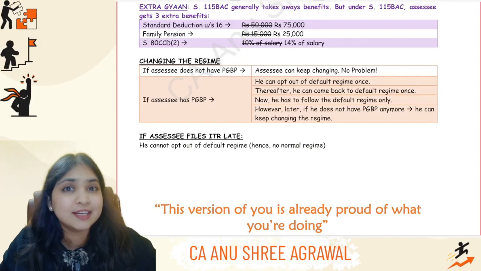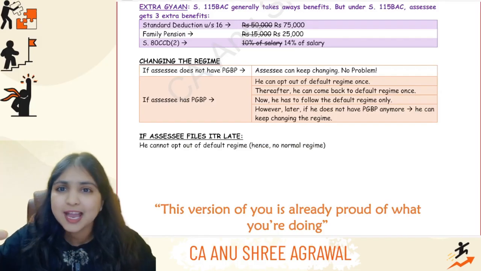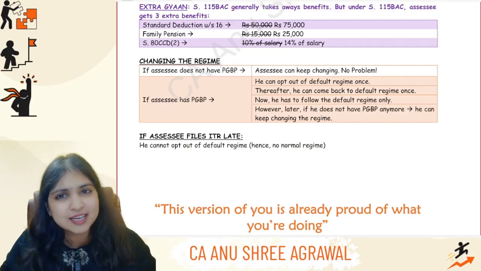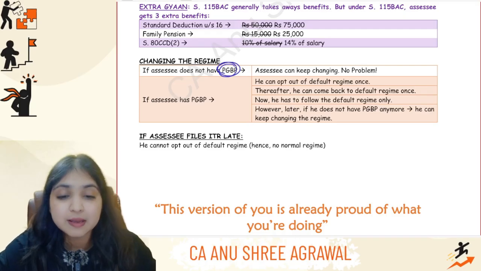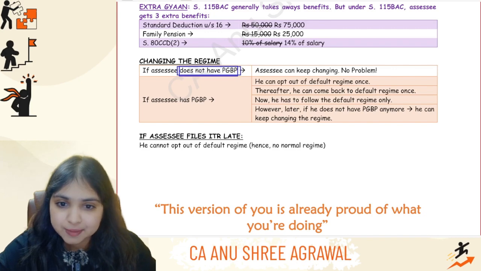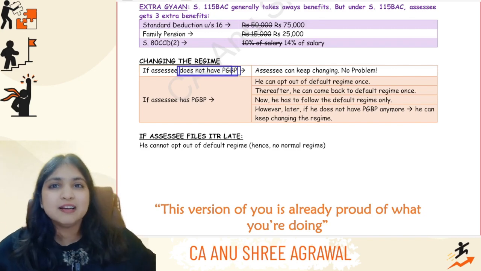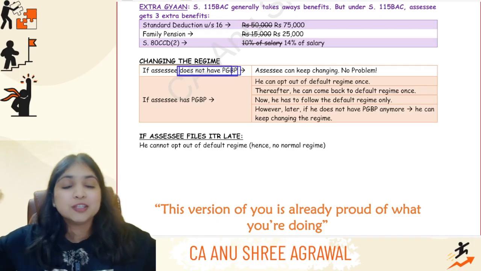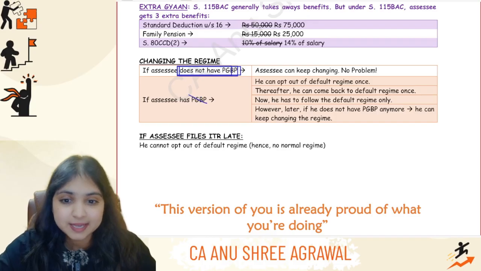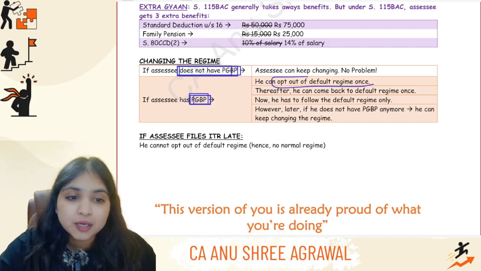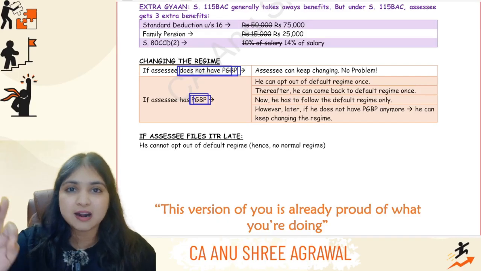And finally, guys, can we keep changing the regime? Can we keep jumping between 115BAC and the normal regime? Generally, it depends upon whether the assessee is having PGBP or not. If the assessee does not have PGBP, then he can keep changing, no problem. One year he's following the default regime, then he's opting out, then he's coming back. He can keep jumping, no problem at all. But if the assessee is having PGBP, guys, then the assessee can opt out once and come back once, and once he comes back, he has to stay under the default regime only.